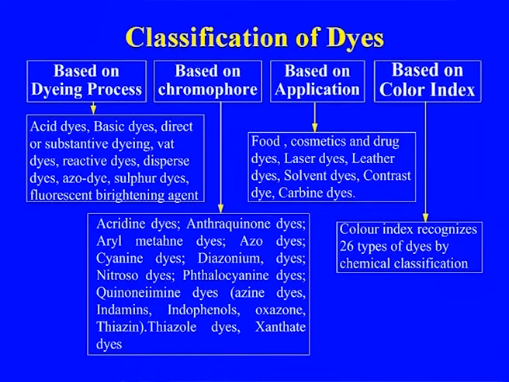This is the broad classification of the dyes: based on the dyeing process, based on the chromophore, based on the application, based on the color index. So the acid dyes, basic dyes, direct dyes, vat dyes, reactive dyes, disperse dyes are types based on the dyeing process. Based on the chromophore: acridine dyes, anthraquinone dyes, aryl methane dyes, azo dyes. Based on the application: food, cosmetic, drug dyes, leather dyes, solvent dyes, contrast dyes, carbine dyes.